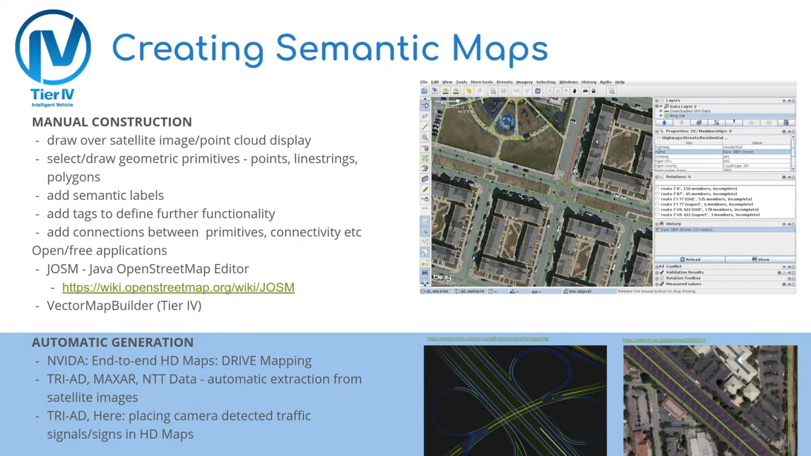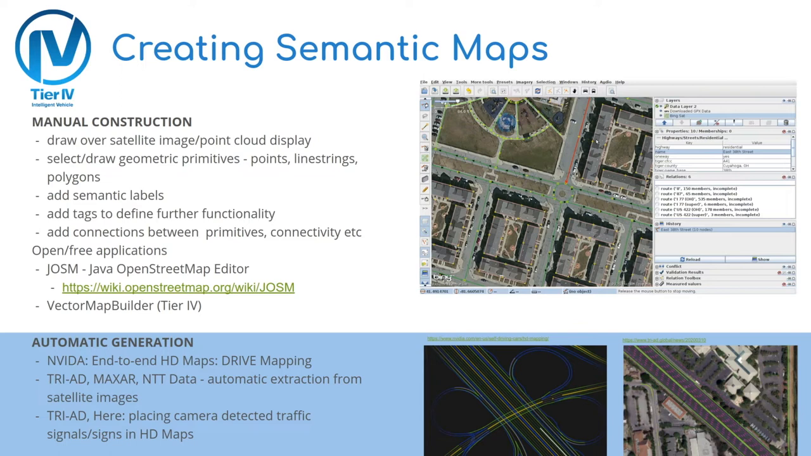Creating semantic HD maps automatically is a much harder problem. For small proof-of-concept autonomous driving demonstrations, it may still be easier to construct such maps manually using tools such as JOSM. To do so, the point cloud map or a satellite image is typically loaded into a viewer, and the mouse is used to select and draw geometric primitives such as points, line strings, and polygons, guided by the underlying visualization. Semantic labels, attribute tags, and connecting relations can then be manually entered by dialog boxes or pop-down menus.